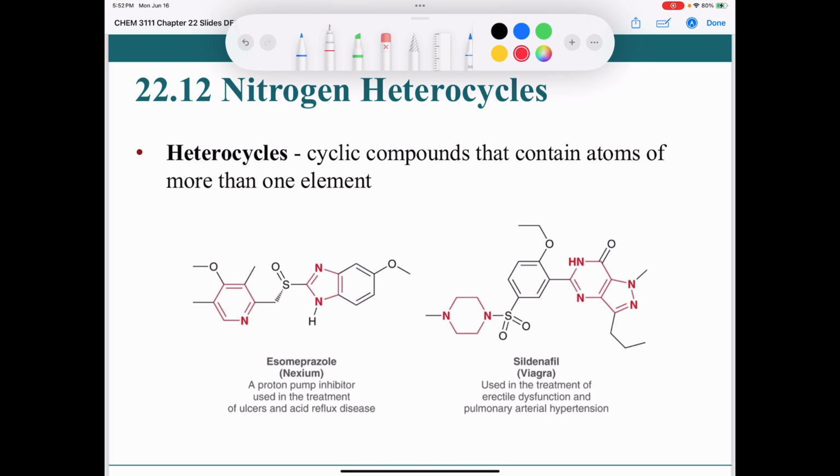Many different kinds of heterocycles are commonly found in the structures of biological molecules and pharmaceuticals. We're going to take a look at a few simple heterocycles in this video.